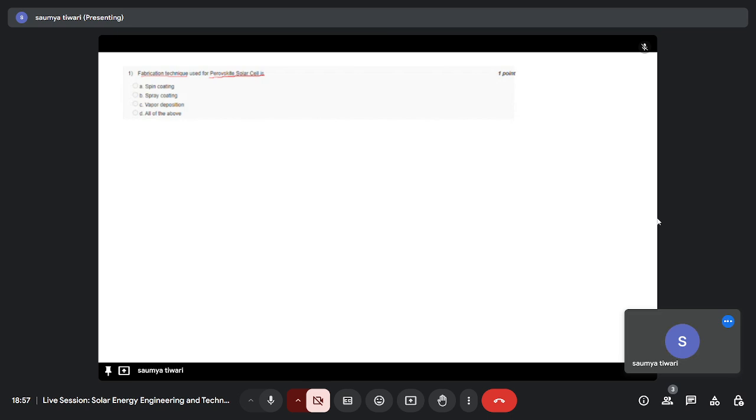Any guess? So it's a very simple theoretical question. What are the fabrication techniques for perovskite solar cell?